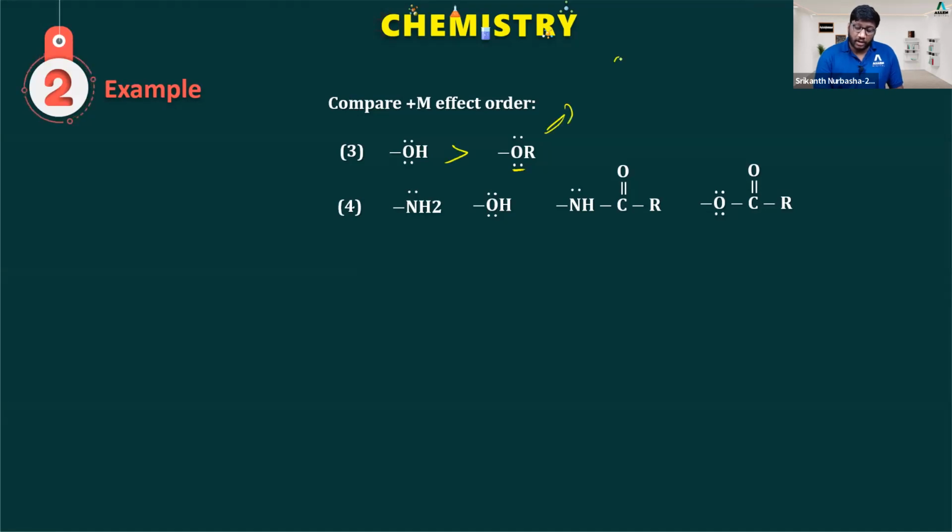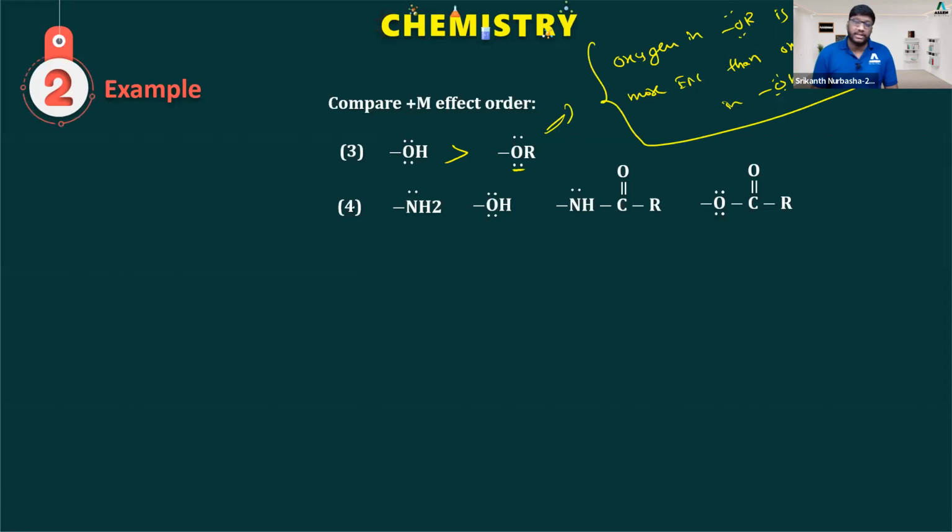Oxygen in OR is more electronegative than oxygen in OH. If the OH and OR are connected to hydrogen, then you cannot use the bond angle concept. Based on electron withdrawing group only, you have to say. Like we have H2 and alcohol. In that case, you cannot say bond angle and all. Based on electron withdrawing tendency, you have to comment. NH2, OH, NHC double bond O, or OC double bond. You try to take the fourth example as homework.